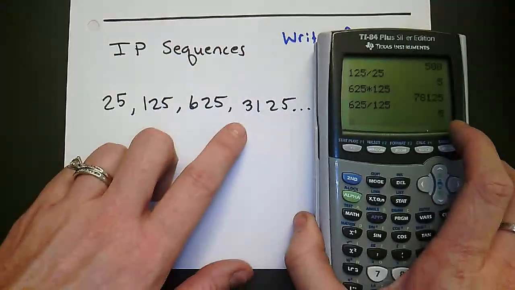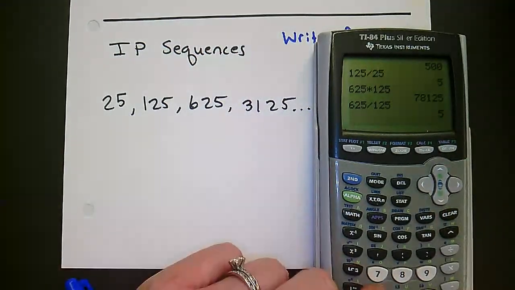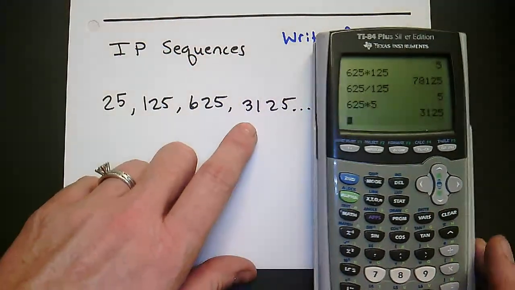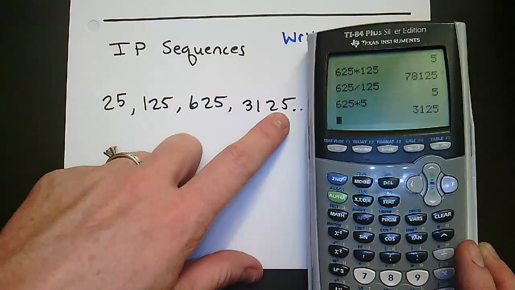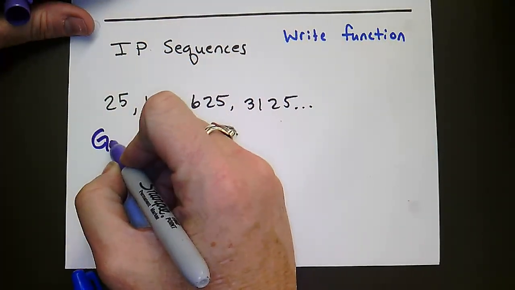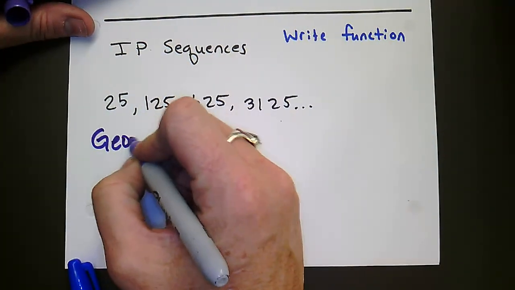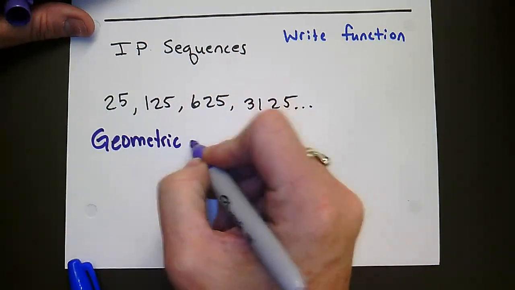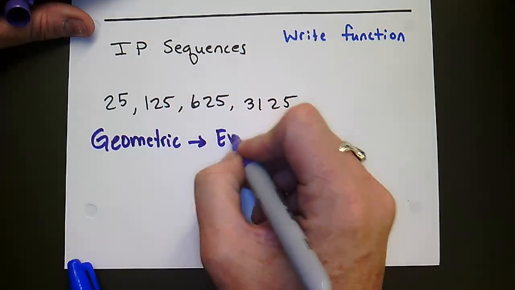So now I can test it with just multiplying by 5, right? Is 625 times 5 going to give me the next number, 3,125? It is. All right, so we have a geometric sequence. It's growing with addition. Or sorry, growing with multiplication. Geometric. And that means it is exponential.